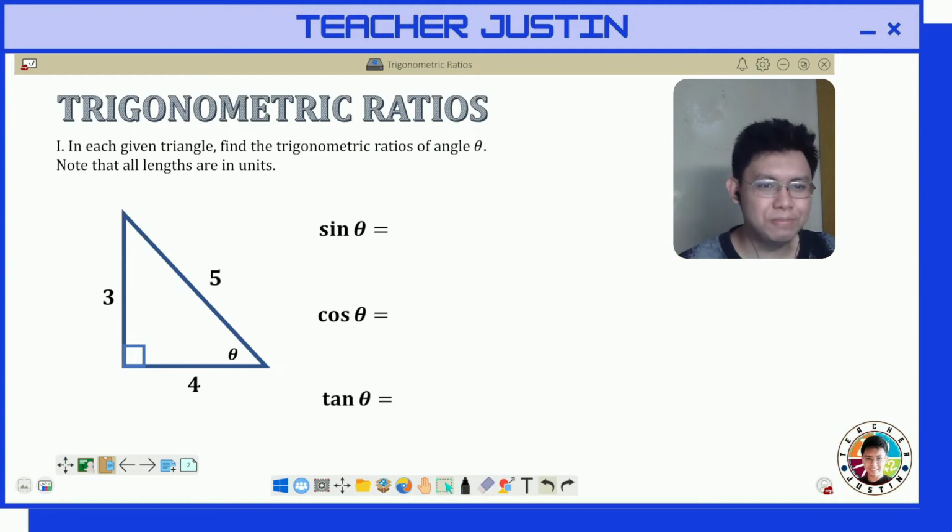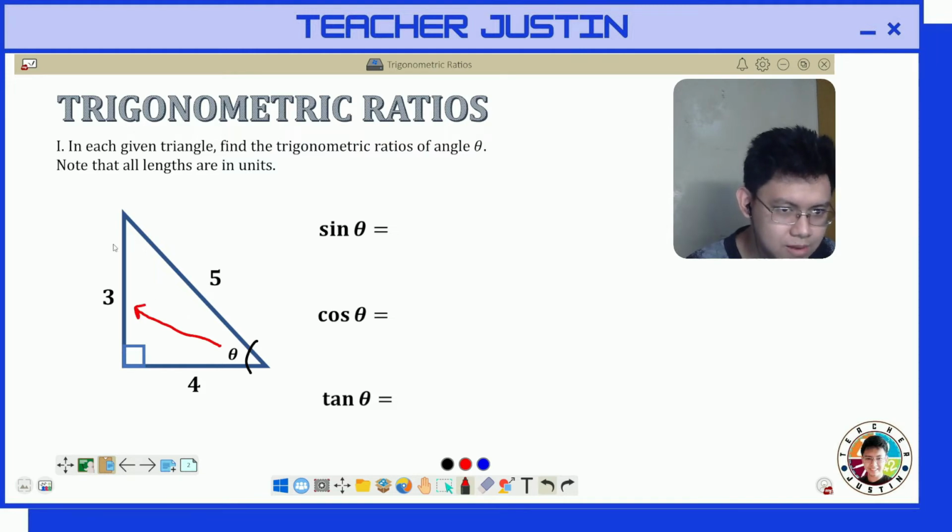Let's have an example. So, let's have this right triangle. We're given all three sides. And then, let's find the trigo ratios of the angle theta. So, this is our angle theta, and we have the opposite side, which is 3. And we have our adjacent side. Now, this will be our hypotenuse. 5 will be our hypotenuse.